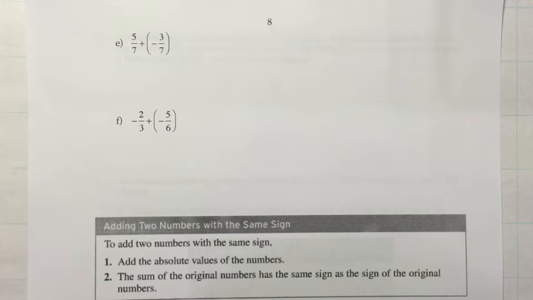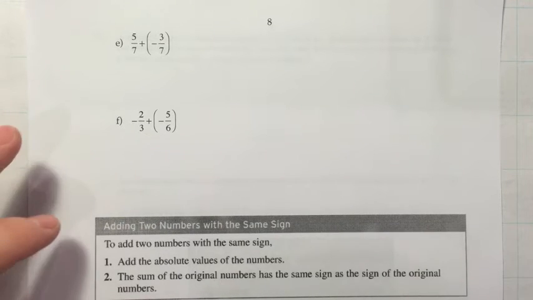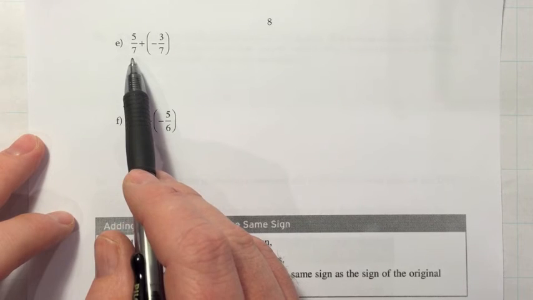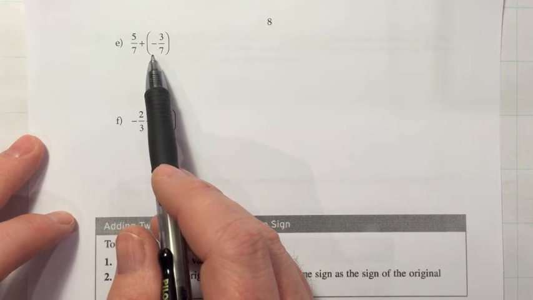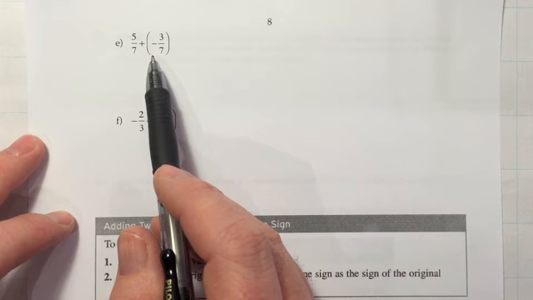Alright, continuing on in section 2.3, let's look at a couple more examples. The next one, we have 5/7 plus negative 3/7. This follows the same rules as what we were just doing. It can be a little bit more intimidating because we have fractions involved, but still if we have a positive number like 5/7, that represents a movement to the right on the number line. When we add a negative to that, that represents a movement to the left.